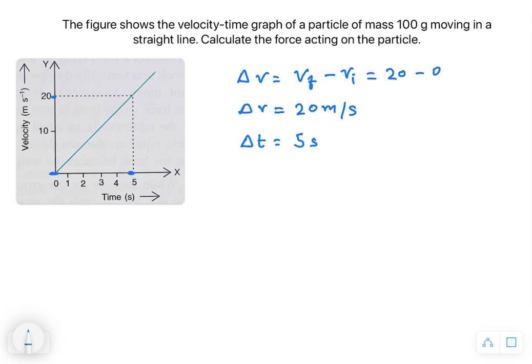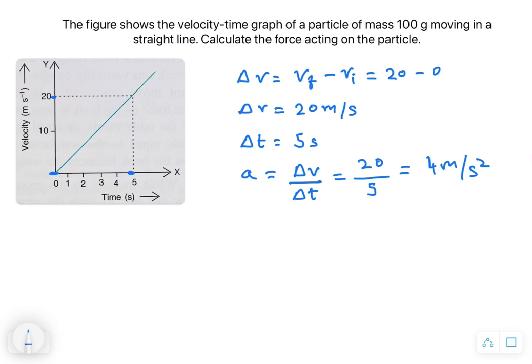The slope, acceleration, is delta V divided by delta T. So acceleration is equal to delta V divided by delta T. So this will be equal to, delta V is 20 minus 0. I have already calculated that. Delta T is 5 seconds. So acceleration will be equal to 4 meters per second square.